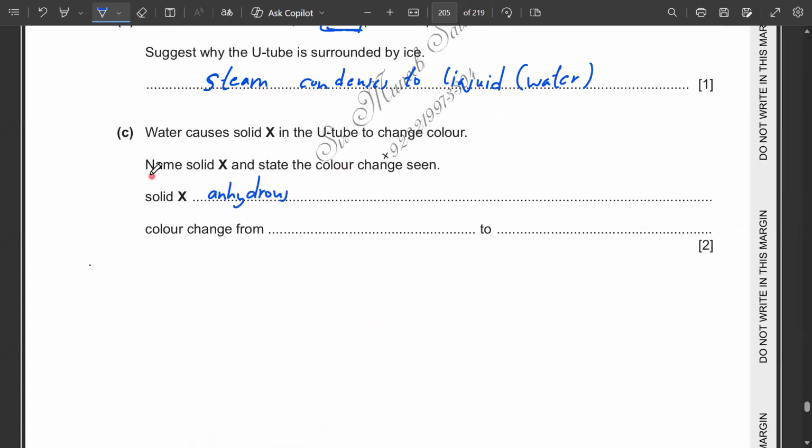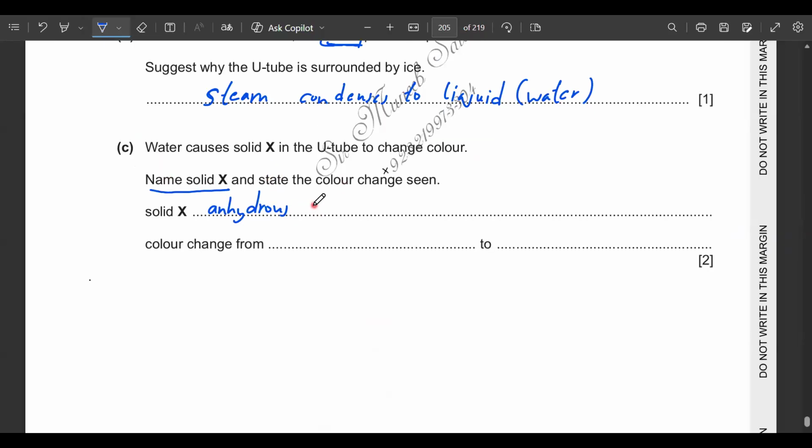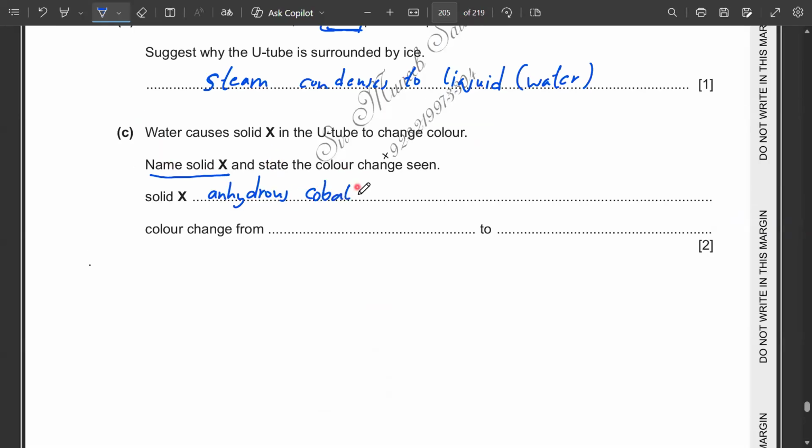and it says name the solid. It means you do not need to write the symbol. Rather, you will have to write the name of the solid. So anhydrous cobalt(II) chloride or anhydrous copper sulfate, copper(II) sulfate to be more precise.